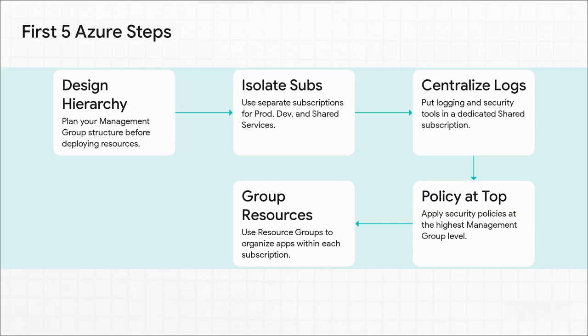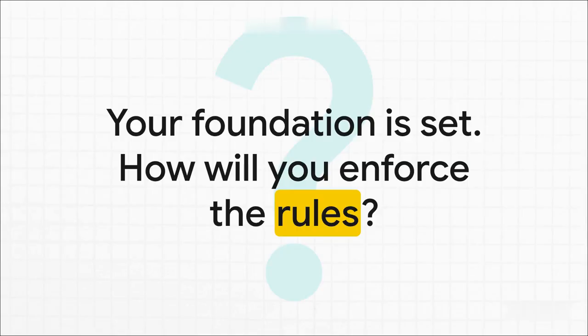And finally, 5. Within each subscription, use resource groups to bundle related services together. This is your last layer of organization, making it way easier to manage an app's lifecycle, permissions, and costs as a single unit. So by following this blueprint, you've built a really solid foundation. You've gone from a single messy room to a well-designed fortress with clear boundaries and zones. The big takeaway here is that your governance structure is now one of your most powerful security tools, not just an administrative chore.